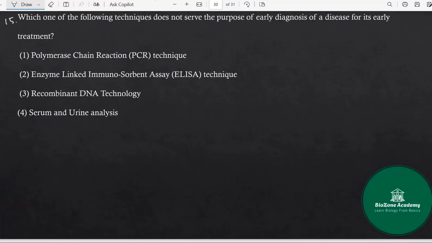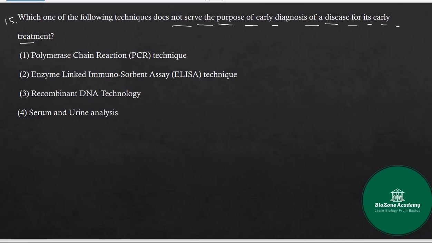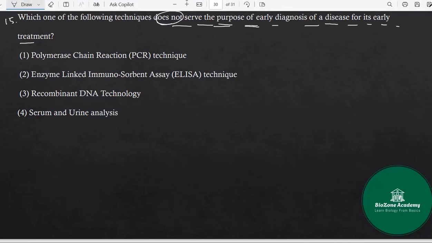Next, which one of the following techniques does not serve the purpose of early diagnosis of a disease for its early treatment? Option 1, polymerase chain reaction, PCR technique. Option 2, enzyme linked immunosorbent assay, ELISA technique. Option 3, recombinant DNA technology. And the fourth, serum and urine analysis.